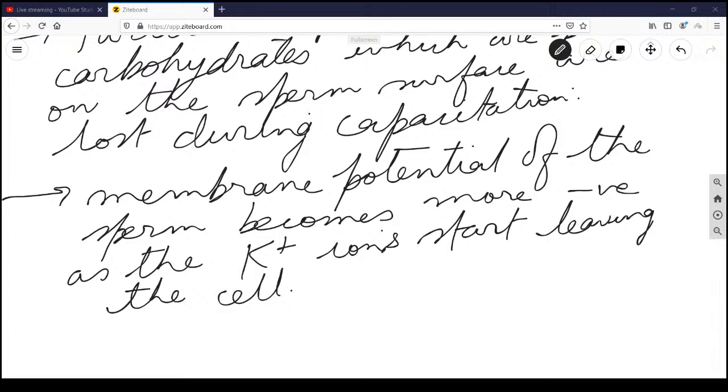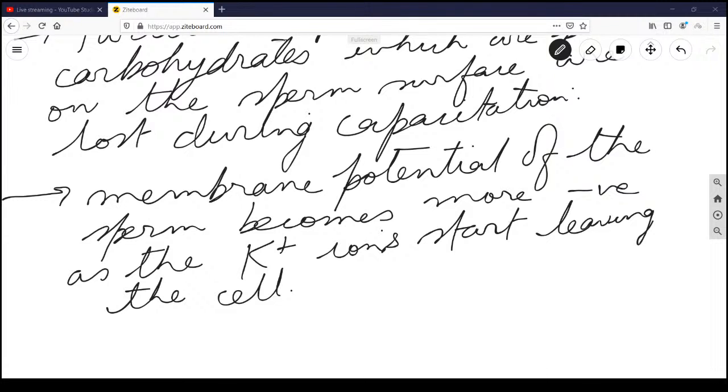Now, this change in membrane potential will allow calcium channels to be opened, and calcium will start entering the sperm. Calcium and the bicarbonate ions are very critical towards activating cAMP production, and cAMP, the cyclic AMP, causes the membrane fusion events which are required in the acrosomal reaction.